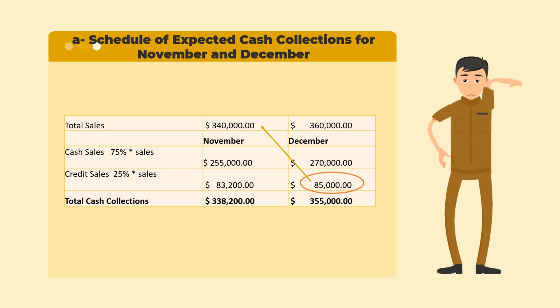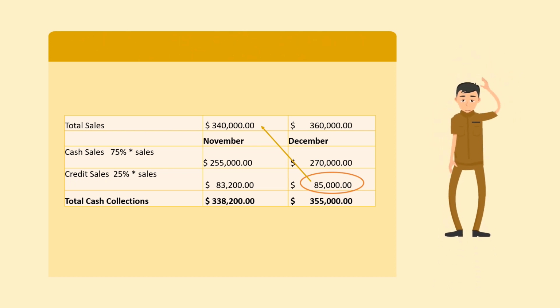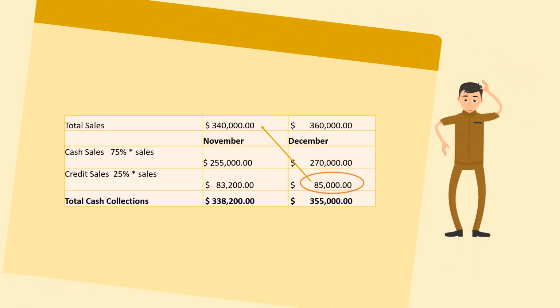November. So if we add up the total of cash sales and also the credit sales, we can get the total cash collection, which for November is 338,200 and for December is 355,000.